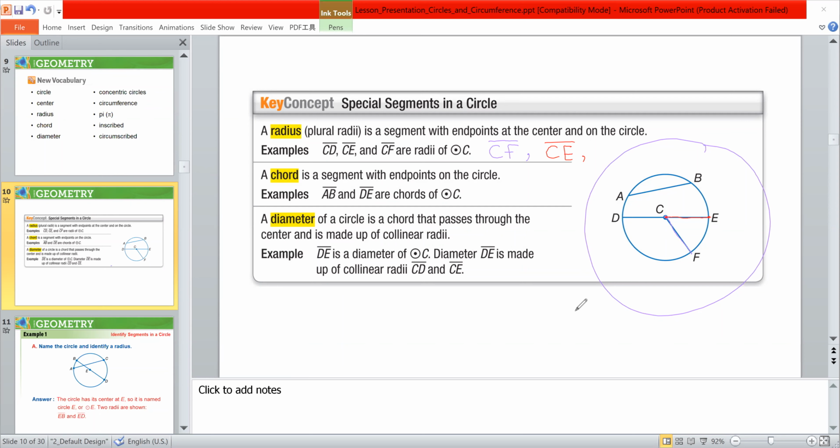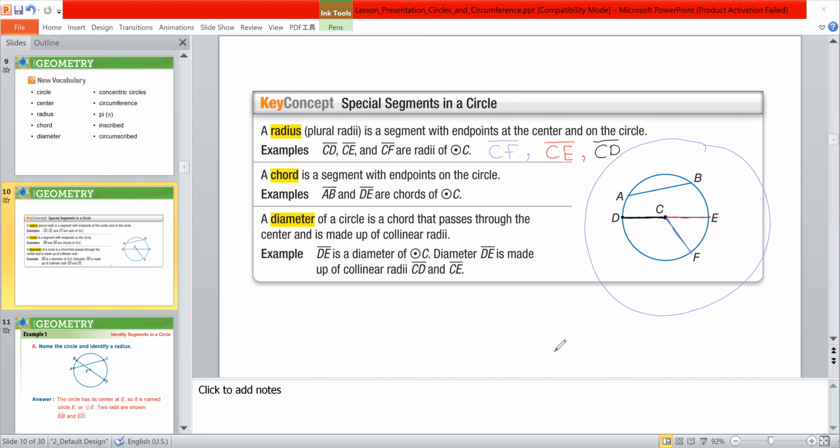The third radius is CD. Right. So CD is the third radius. So the radius is a line segment that joins the center and any point on the circumference or any point on the circle. This is the first definition.